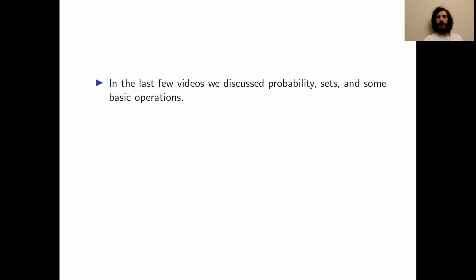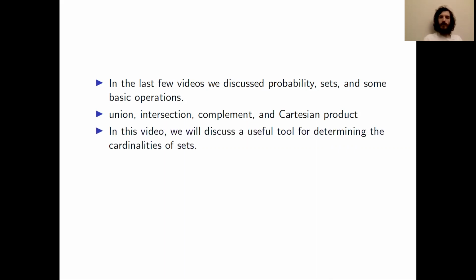In the last few videos, we've discussed probability, sets, and some basic operations on sets. These operations include unions, intersections, complements, and Cartesian products. In this video, like I said, we're going to talk about the inclusion-exclusion principle. This principle is a useful tool for determining the cardinalities of sets if we know the cardinalities of some other sets.